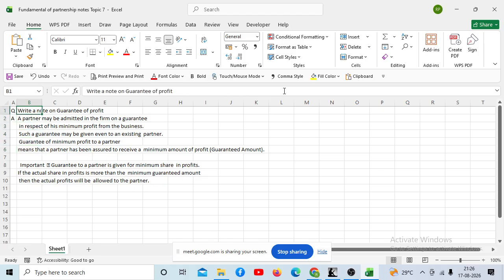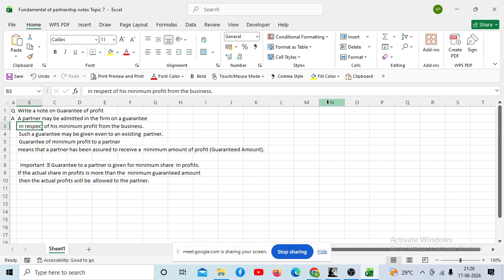Understood the concept? Yes, sir. Okay, means a partner is given a minimum guarantee. Say for example, we are giving guarantee to C that we will give you minimum profit of 1 lakh. Now after distributing, suppose the actual profit for C is coming to 1 lakh 50, in that case no problem, we will give 1 lakh 50 to C. But if the profit is coming to 80,000, then the remaining shortage of 20,000 will be borne by the remaining partners A and B in their remaining profit sharing ratio.